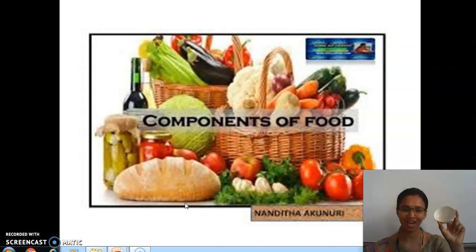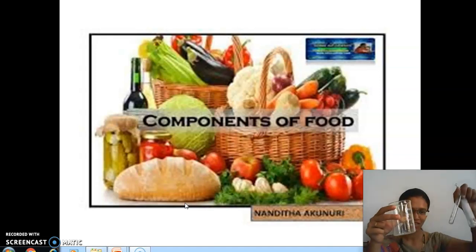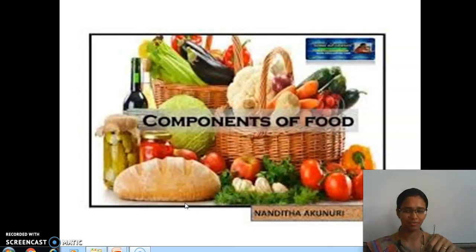Yesterday I have shown you, right? Now tell me what is this? This is called a China dish. Okay, good. China dish. And then what is this? Beaker? No. Good. Test tube. This is test tube. And then what is this? Beaker. Right? We have seen beaker, test tube.